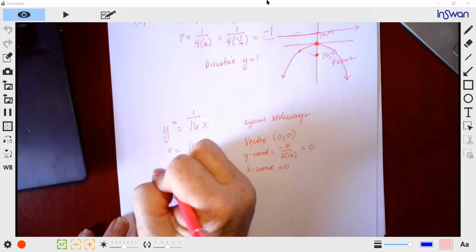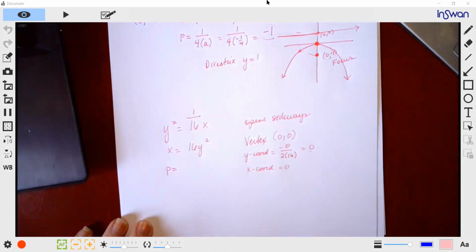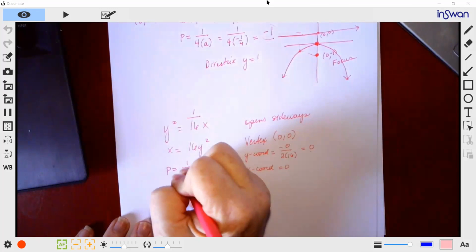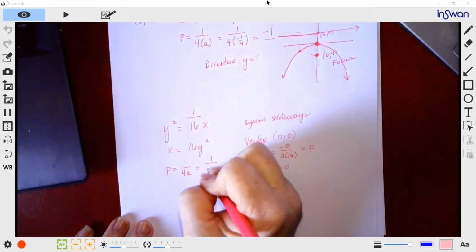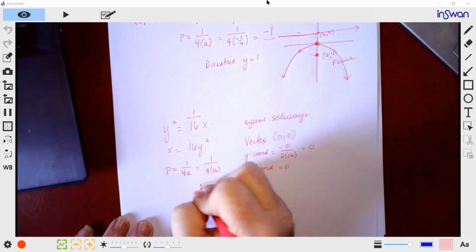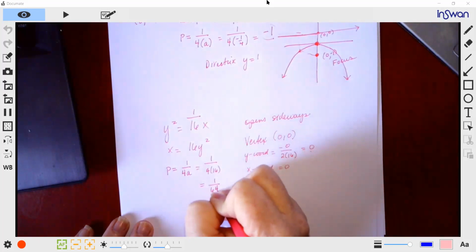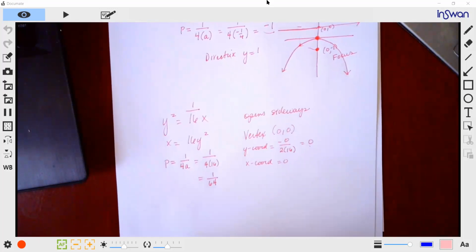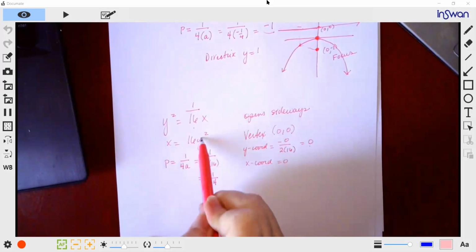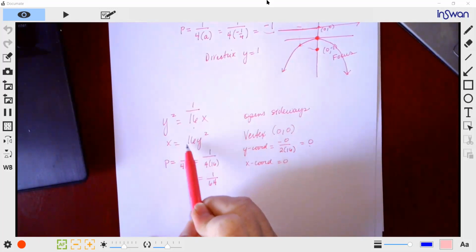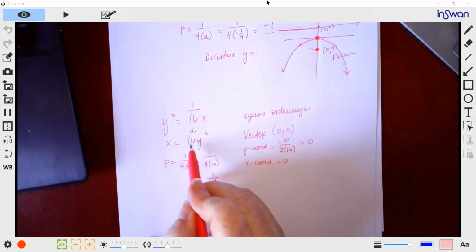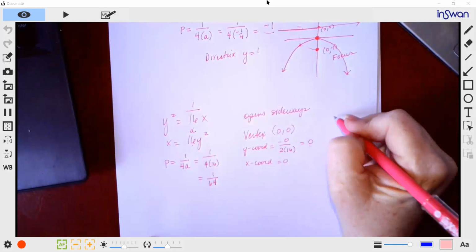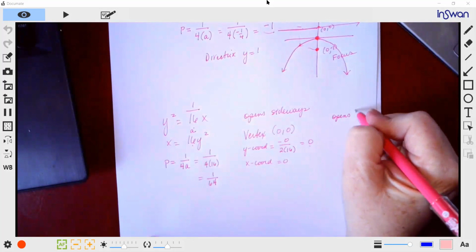All right. So what will p be this time? P is 1 over 4a. So that's going to be 1 over 4 times 16, or 1 over 64. In this case, since our parabola has a positive coefficient here, this is our a. Positive for horizontal means it opens to the right.